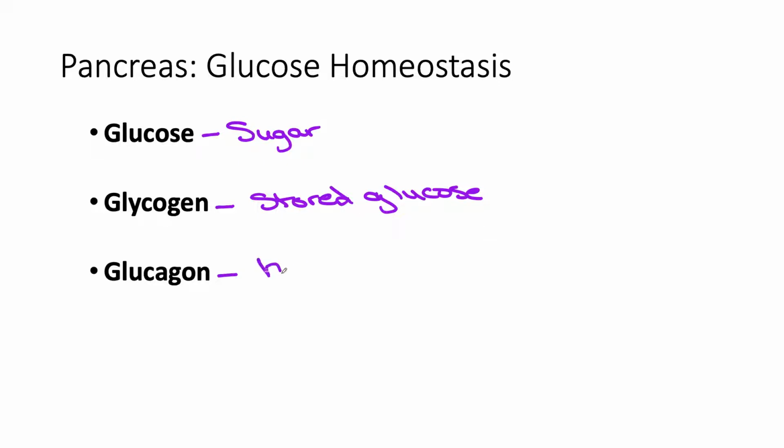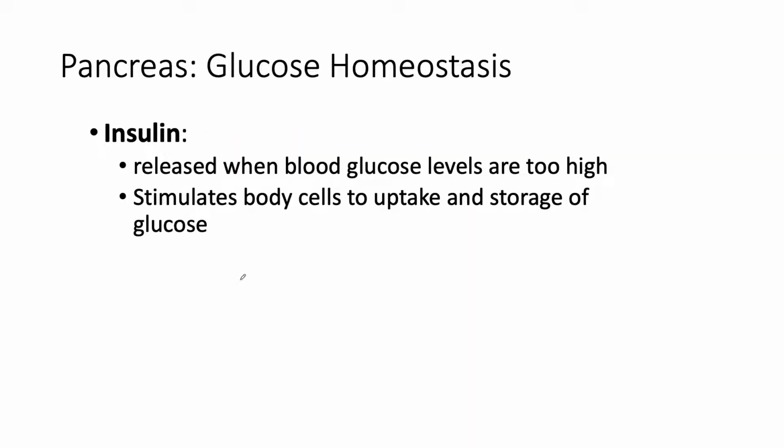Glucagon is a hormone. It's one of the hormones that is produced by the pancreas, and it affects blood glucose levels. Insulin is a hormone that is released when blood glucose levels are too high. And this is going to stimulate the body cells to uptake and store glucose. When we store glucose, we store it as glycogen.